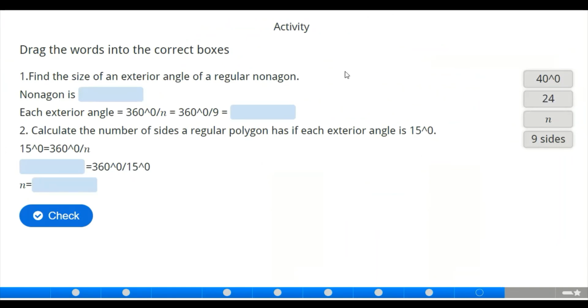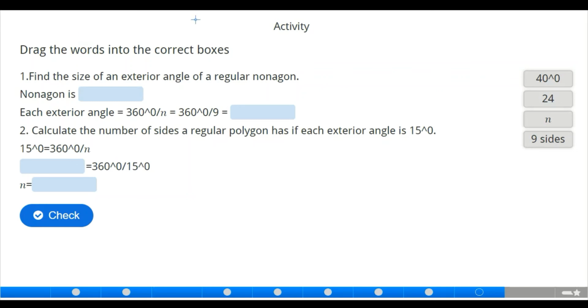Okay, now let's look at this. We have an activity here related to that. We want to know the angle of that exterior polygon. The first one says we should find the size of an exterior angle of a regular nonagon. When you're talking about a nonagon, I think a nonagon is 9, right, under the various polygons that we have. So a nonagon has 9 sides.